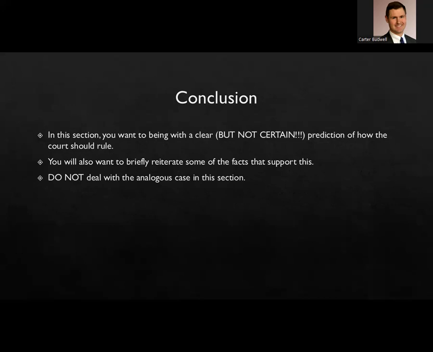Now, in this section, you're going to begin with a clear but not certain prediction of how the court should rule. So should is a very good way to open this. You don't want to say a court will rule a certain way because it's always possible they won't. And then you want to briefly reiterate some of your facts that support this. Now, it's also very important, do not deal with the analogous case in this section. That's what your previous section is for. In this one, you're just giving us a brief summary of why the court should hold this way.